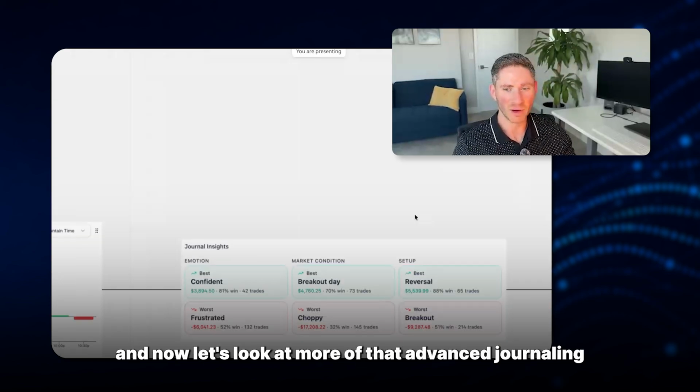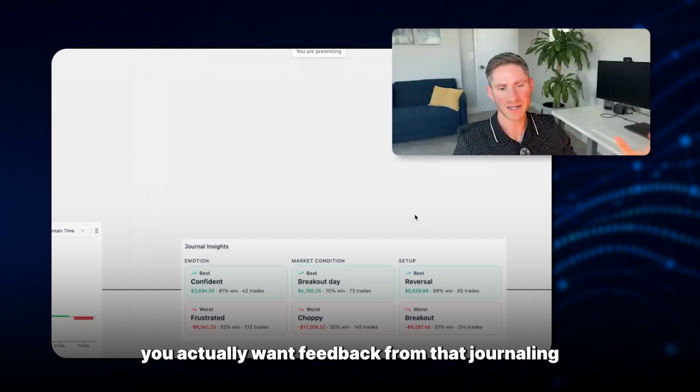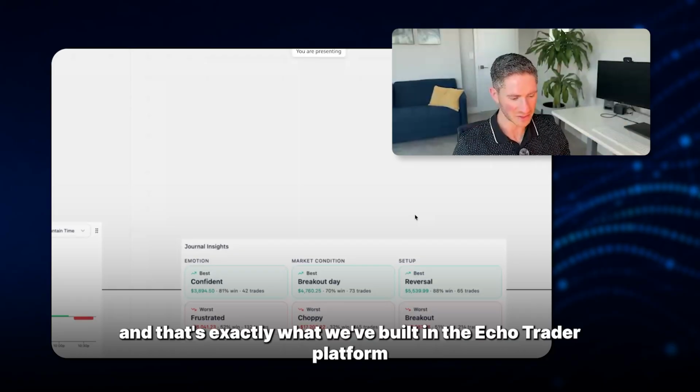And now let's look at more of that advanced journaling. Journaling isn't some magical productivity exercise that you should just do just to do. You actually want feedback from that journaling, and that's exactly what we've built in the Echo Trader platform.